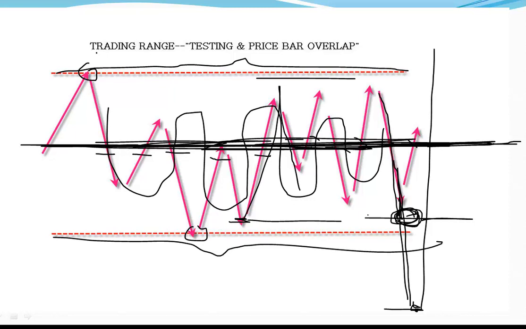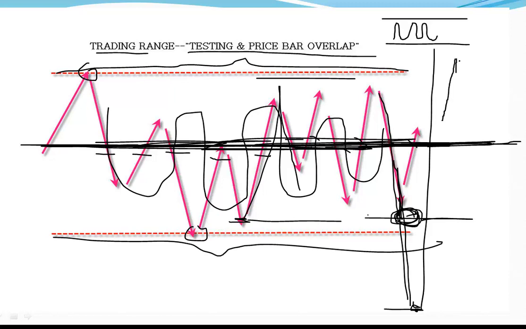That's called a trading range, and basically you get testing and you get price bar overlap. There's two types. For instance, here's what a range would look like where the market's doing this. Price bar overlap is after the market has made a rally, each price bar would start to establish a sideways consolidation period.